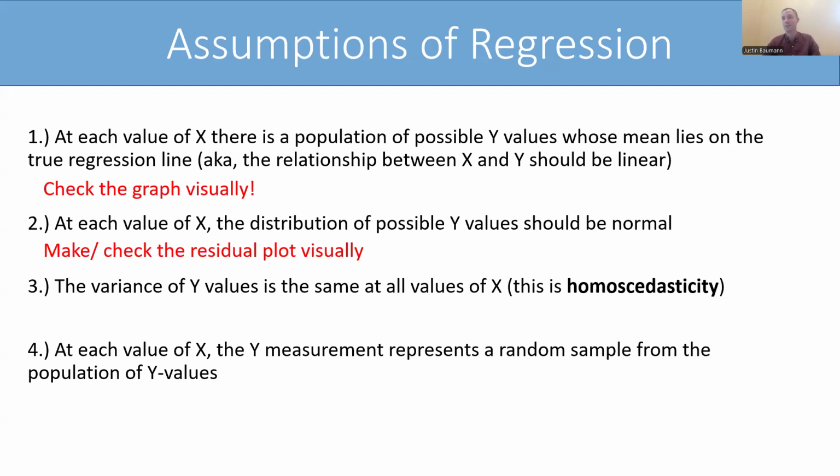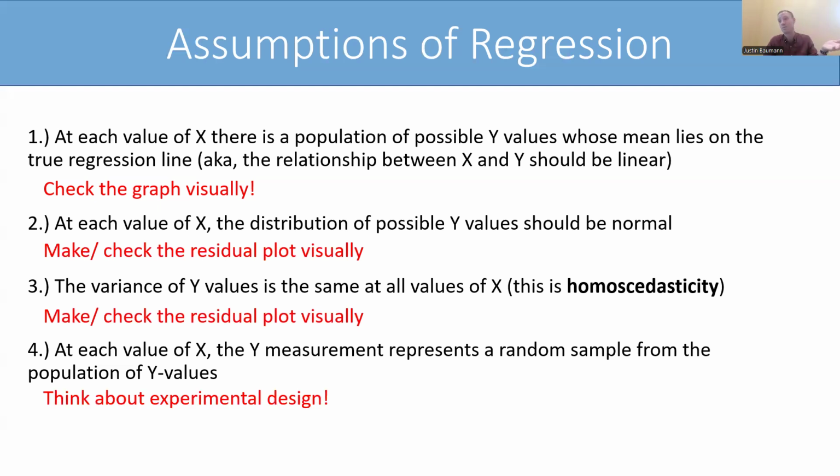Again, the third is the variance of the Y values is the same for all the values of X. So this is something called homoscedasticity, homogeneity of variance. We make and check the residuals plot there as well. And I'll show you a couple of ways to test these assumptions. And you can see them on the tutorial on Lyceum if you want. And then finally, number four, at each value of X, the Y measurement represents a random sample from the population. So you're seeing a lot of independence, normality, randomness, all the same stuff. We just have to think about the experimental design here to make sure that we did a good job sampling.